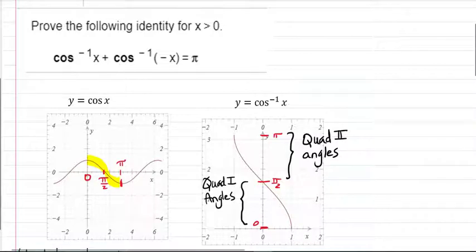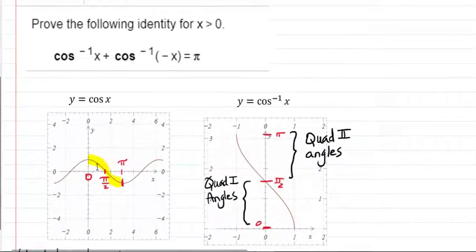In this video, we're going to prove the identity that the inverse cosine of x plus the inverse cosine of negative x is equal to pi. We're assuming that x is a positive angle. So I just want to remind you about the relationship between the cosine and the inverse cosine.